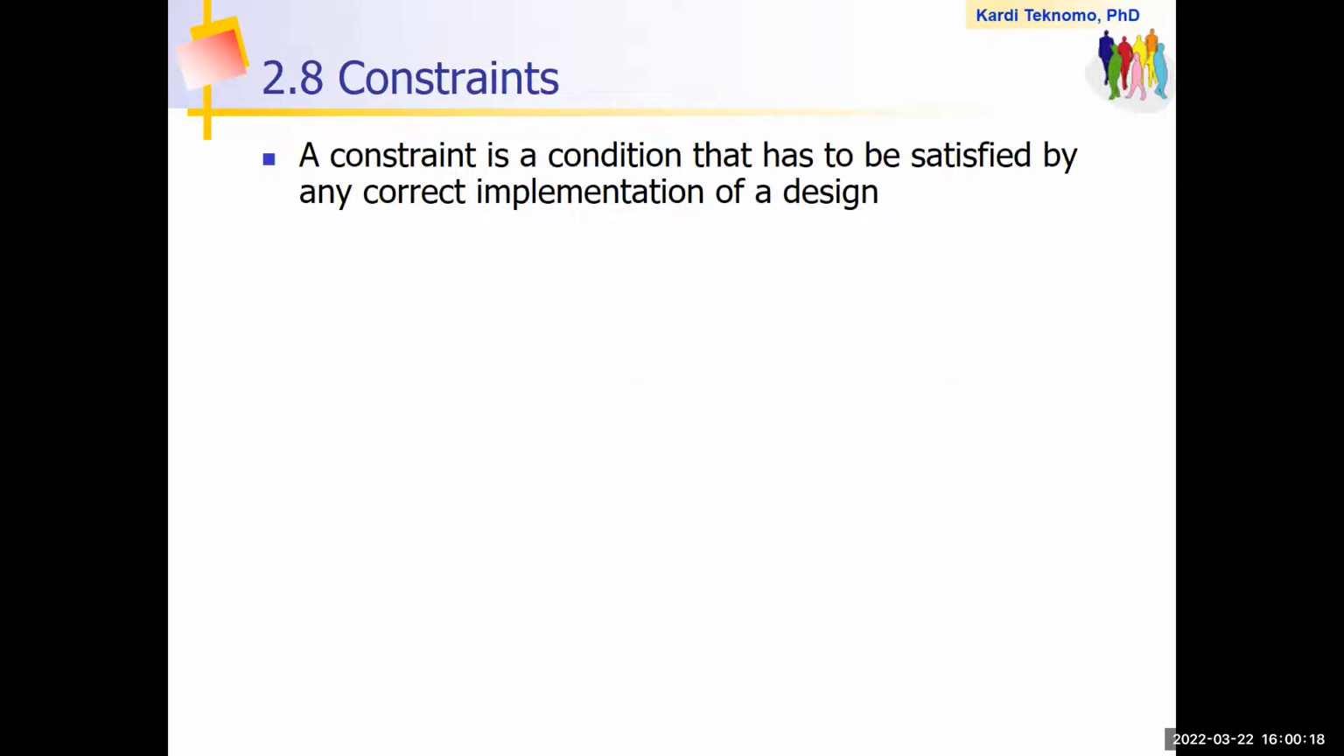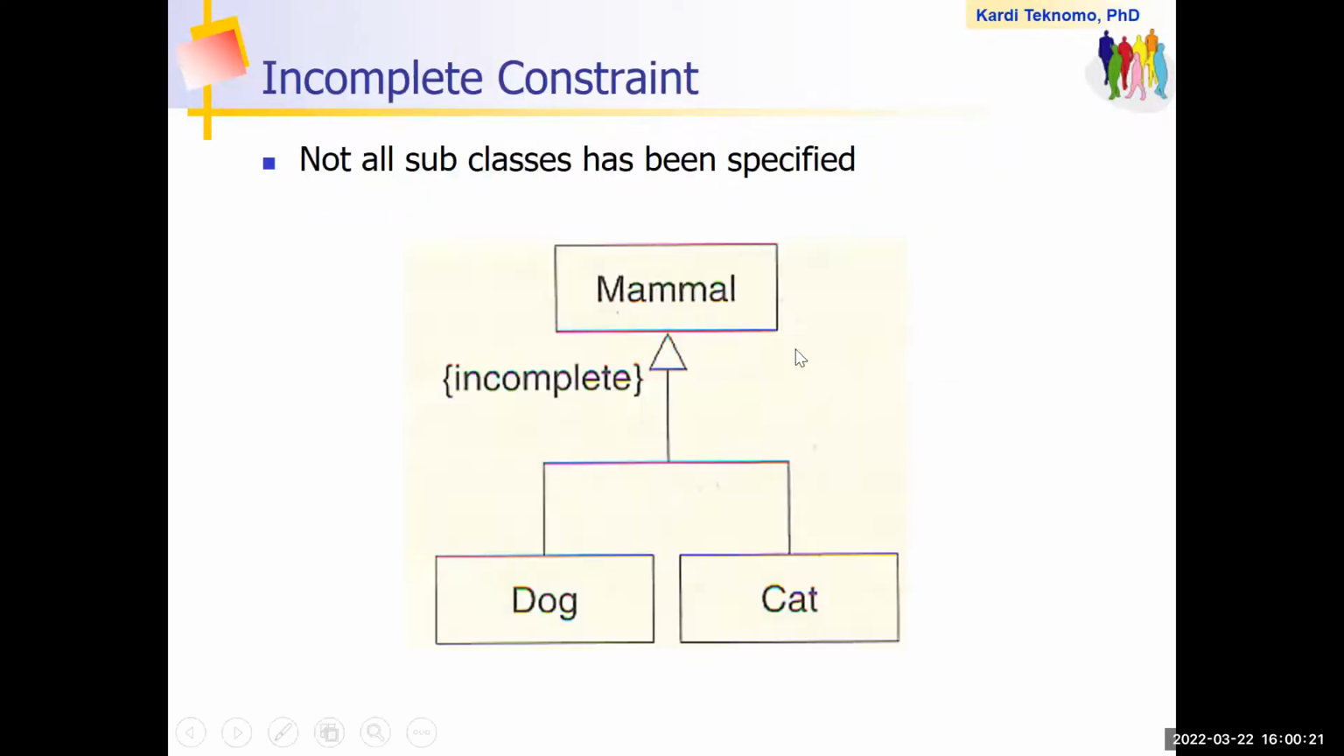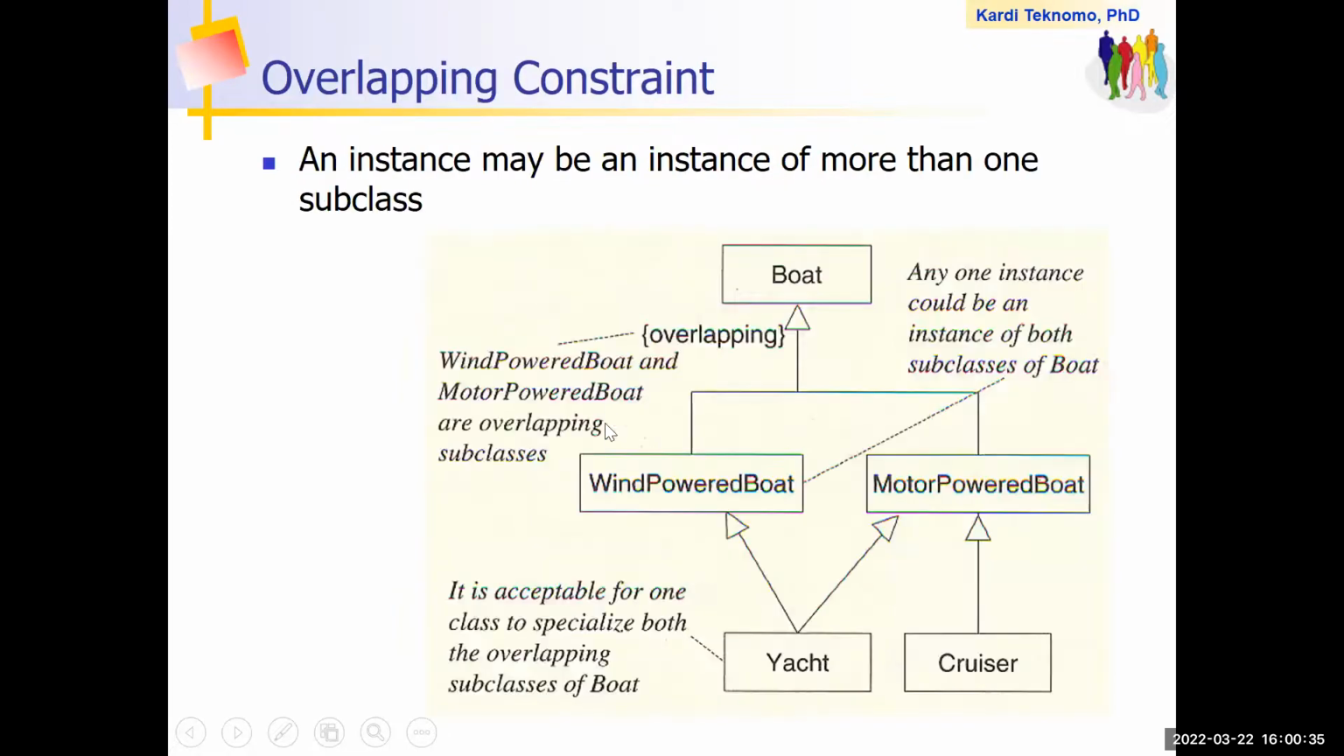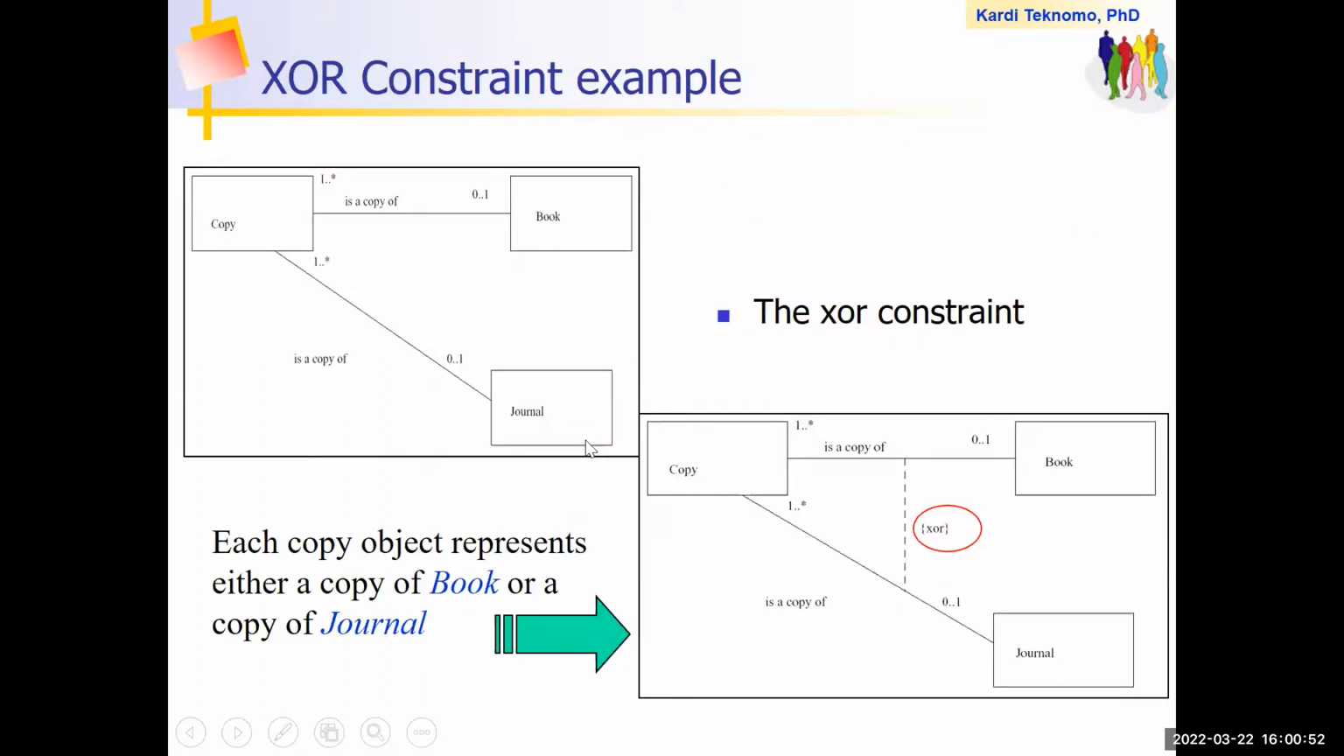Sometimes you want to add a constraint, so you can put a constraint with this kind of thing. So, for example, mammal consists of dog and cat, right? But you put incomplete because mammal, of course, is more than dog and cat. Sometimes you can put an overlapping constraint like this. That means that an instance may be an instance of more than one subclass.